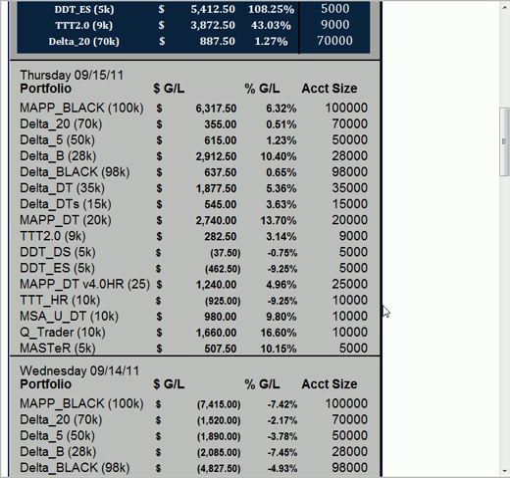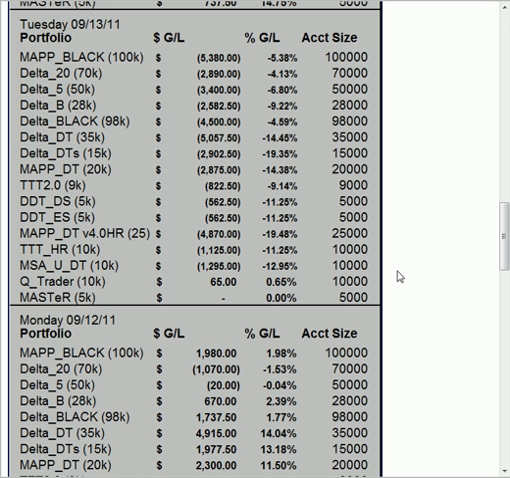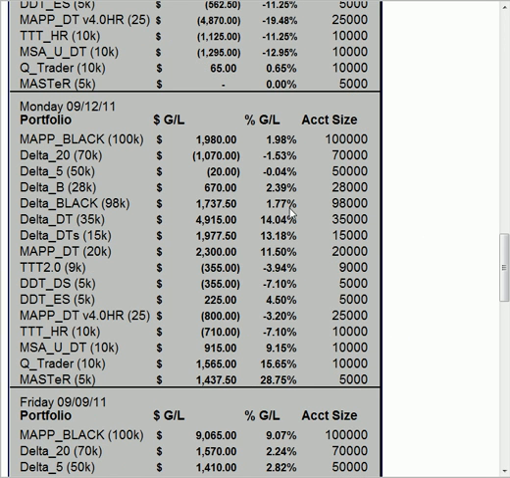The leader was QTrader, who's certainly been lagging. MAPDT there with a 13.7% gain. Lost some money on Wednesday. Again, QTrader putting up some impressive gains, and lost a little bit on Tuesday. Kind of a mixed day.